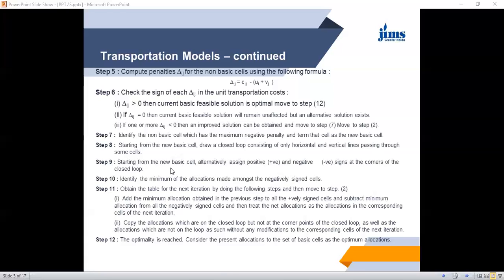Then, like the stepping stone method, we start from this new basic cell and alternately assign positive and negative signs at all the corner points, meaning all the points where the direction has changed. Then identify the minimum of the allocations made amongst the negatively signed cells.